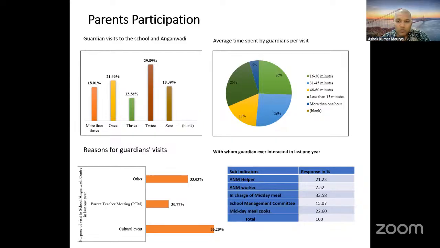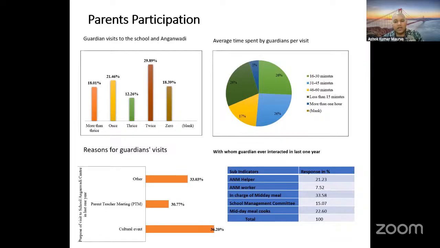And for what purpose do they visit? They generally go for cultural events. 36% of guardians went only for cultural meets. Parent meetings are around 30%, and then other purposes. So parents are not very aware and engaged in academic things. They go for cultural events and are not spending enough time.